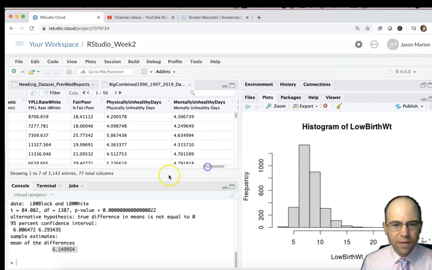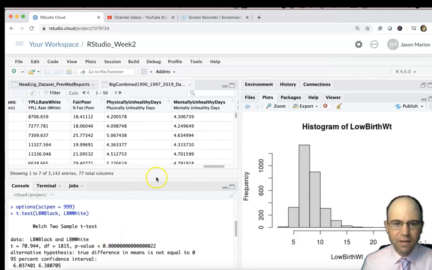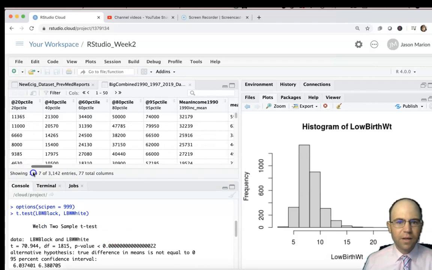You know, now that's a paired one. The first one we did was looking at the independent t-test. So those are a few different options. It's a fairly easy test to do. We can look at some other t-test options here in a minute.